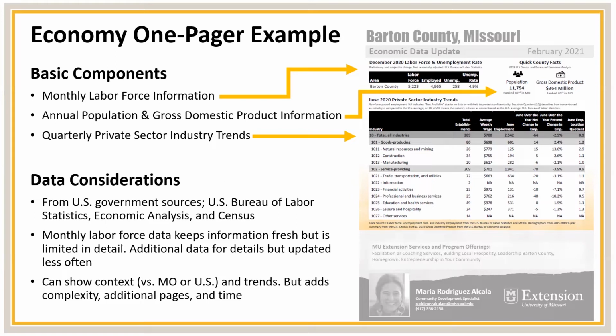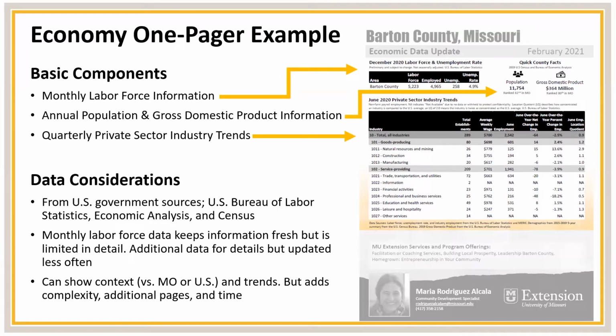But the thing that's great about this, and when I talk about different types of data, the good thing about this is it's public data. It's literally there for anyone to see, and so that's a good thing. It's from the U.S. government sources, the U.S. Bureau of Labor Statistics, Economic Analysis, and the Census Bureau. So one, it's freely available for anyone. You're just putting it together in a quick package for your county.